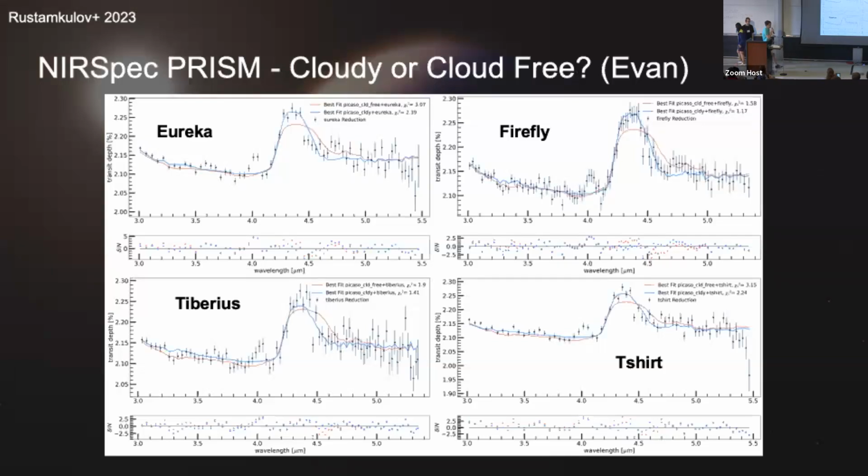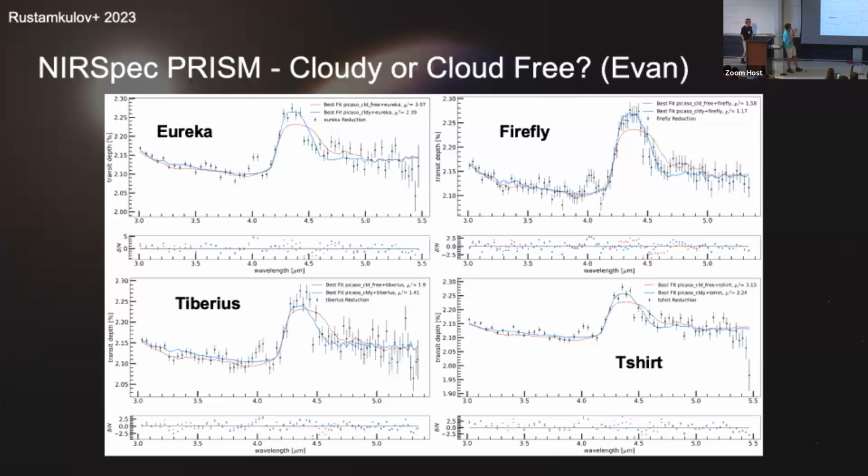All right, and then I'll end it off. So I did the NIRSpec PRISM reductions. One of my favorite parts of this exercise has just been looking at all the different reduction names. For NIRSpec, we have Eureka, Firefly, Tiberius, and tshirt. Whoever came up with tshirt needs another grant, I think, because that's a great name.